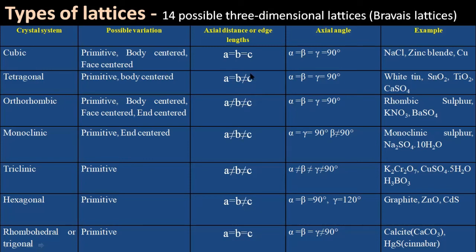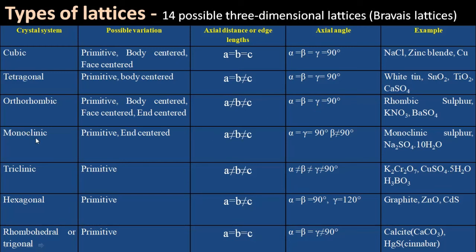Okay, so in cubic, A will be equal to B equal to C, and alpha will be equal to beta will be equal to gamma will be equal to 90 degrees. Second type is tetragonal. So in tetragonal, A will be equal to B but not equal to C, and alpha, beta, gamma, they are equal to 90 degrees. Orthorhombic, A will not be equal to B will not be equal to C, and alpha will be equal to beta will be equal to gamma will be equal to 90 degrees.